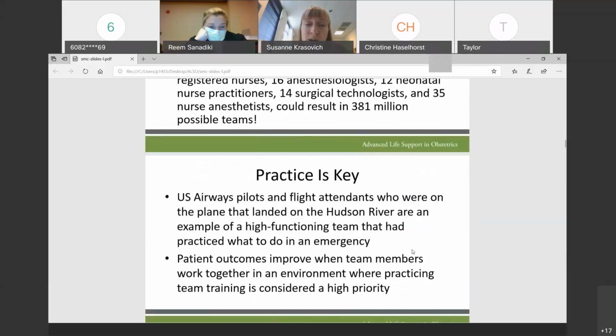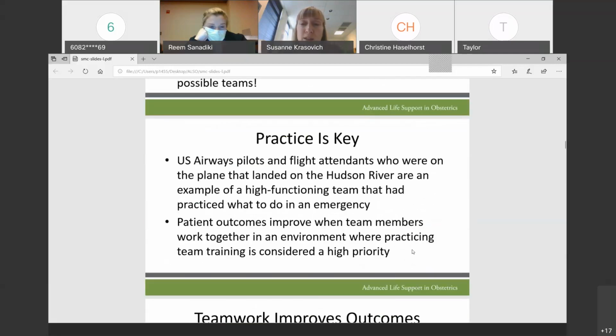So if we go back to our US Airways pilot and flight attendants who were on that plane, they were an example of a high functioning team that had practiced what to do in an emergency. We know that patient outcomes improve when team members work together in an environment where practicing team training is considered a high priority.